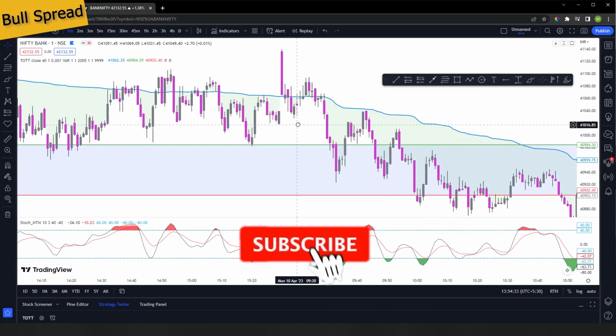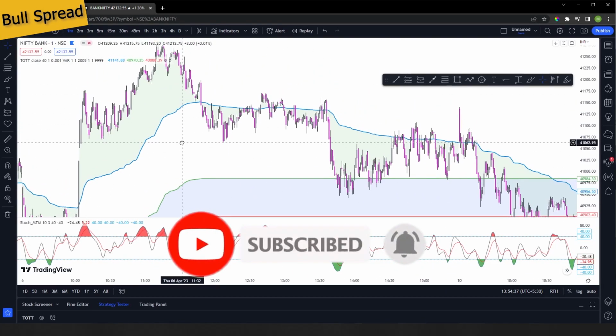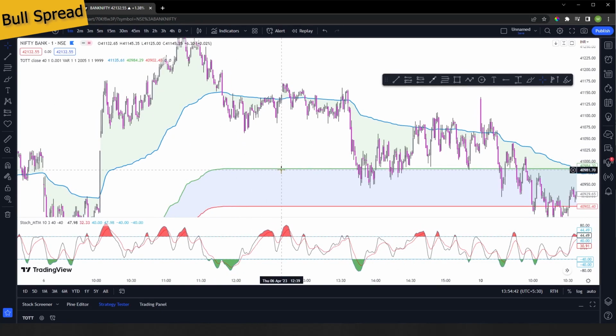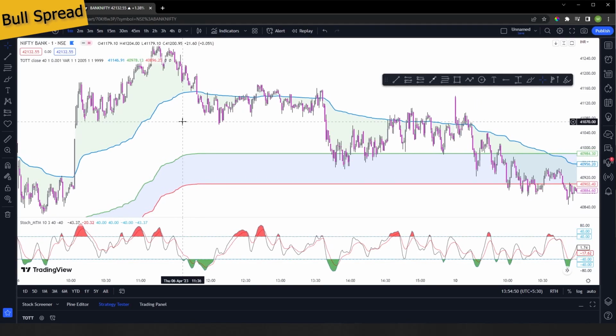So this is how it's going to look. Initially we are going to use only the 1 minute time frame for this particular strategy. In this strategy, if you see these green bands, ignore the colors. That's not important for you. The only thing that's important for you is this blue line.